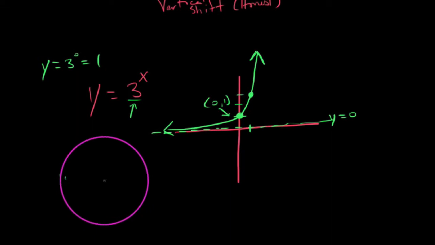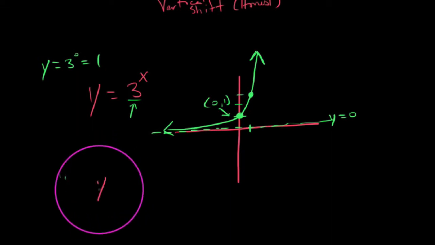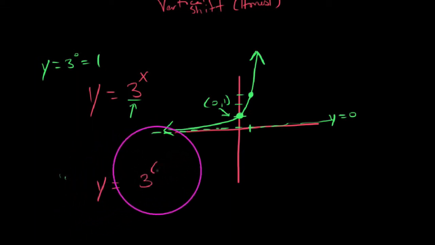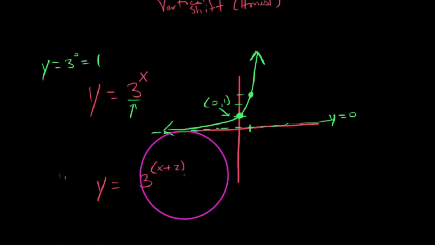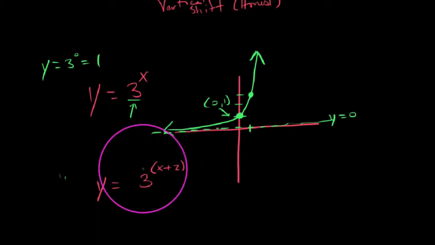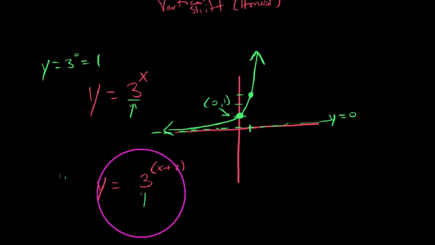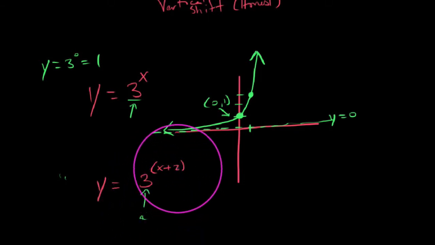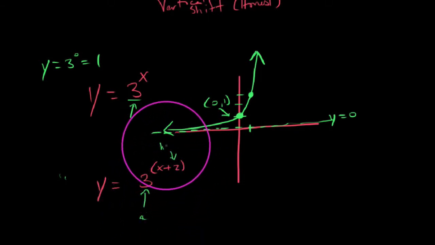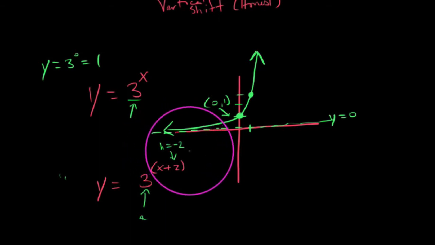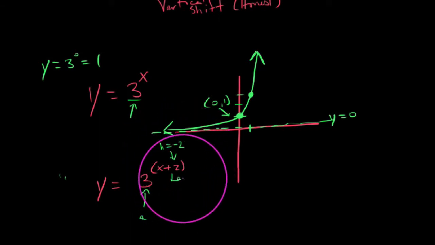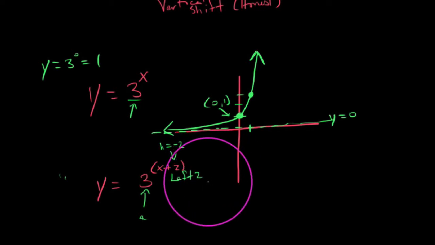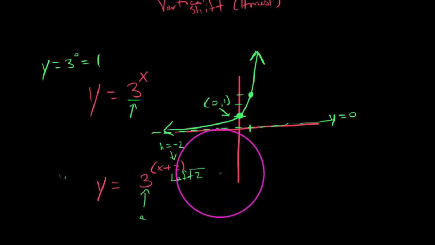So instead of graphing this, perhaps I would want to graph something like this, y equals 3 to the power of x plus 2. Okay, so what I want to notice here are these things. First of all, a is the same thing. Our h value here, we say h is actually negative 2. It's going to be shifted left 2. So left 2.